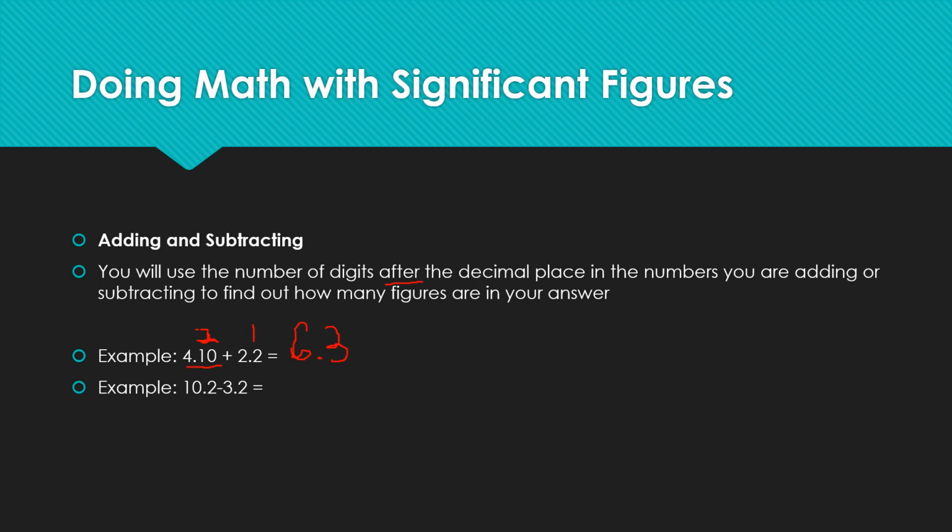It's the same for subtracting. So let's look at subtraction. Hopefully this makes a little sense. Okay, let's look at the next one. We have 10.2, which has one number after the decimal place, and we have 3.2, which also has one number after the decimal place. So in this case, they have the same amount of numbers after the decimal place. If we go ahead and subtract, 10.2 minus 3.2 gives us 7. But you want one number after the decimal place to show how accurately you know the number. So in this case, you would write 7.0.